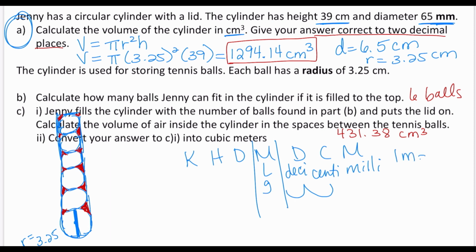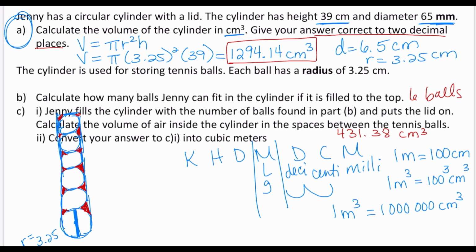1 meter is equal to 100 centimeters. 1 cubic meter is equal to 100 cubed cubic centimeters. So this means that 1 cubic meter is equal to 1 million cubic centimeters. So basically this means that if I'm going from centi to meters by going back 2 spaces, because I'm going from cubic centimeters to cubic meters, I'm going to have to go back 2, 4, 6 times.